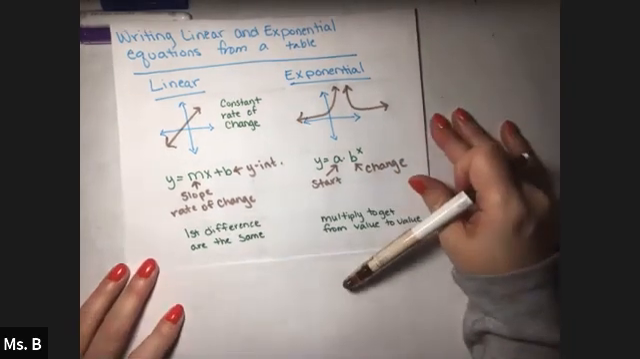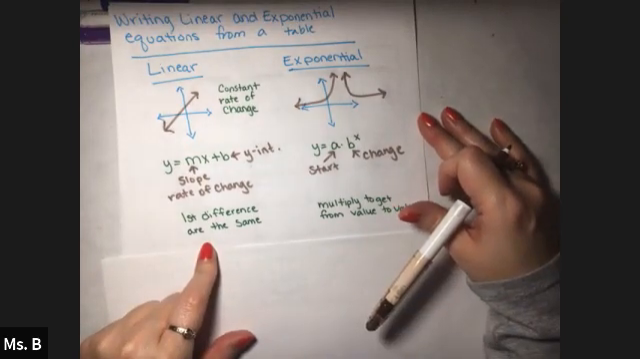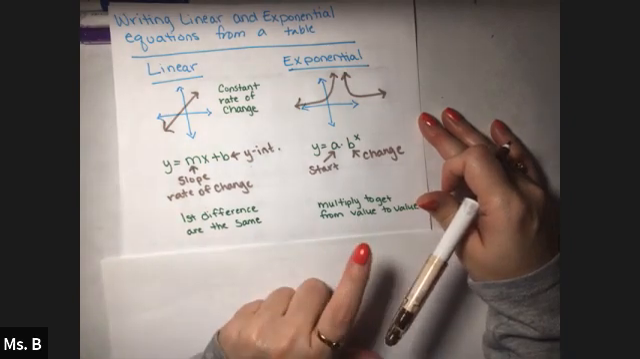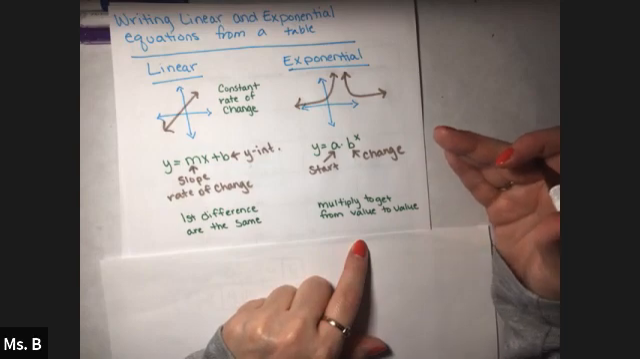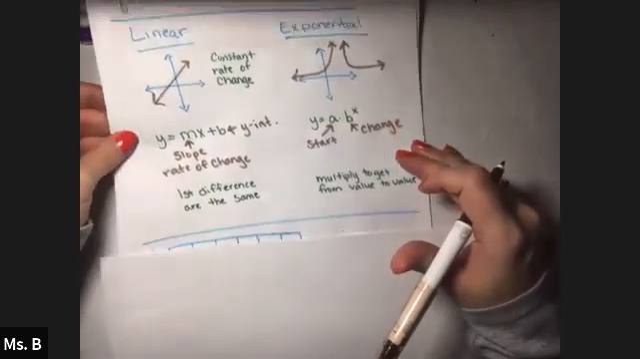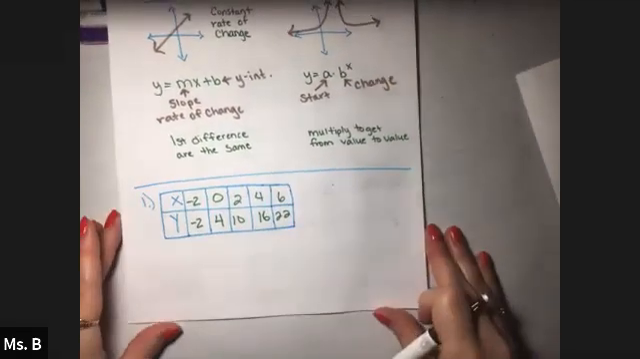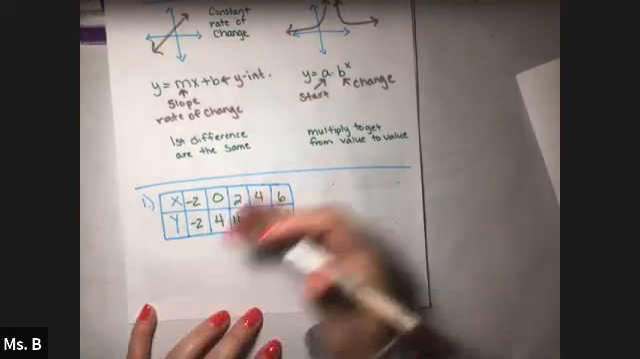If you were looking at their tables, for a linear function, you want to look at the first differences. If they are all the same, it's going to be linear. If you are multiplying by a common value or a common ratio, it is going to be exponential, and that's going to be your b value. Okay, so we are going to look at two examples for each one of these, one where 0 is a part of the table and one where 0 is not.